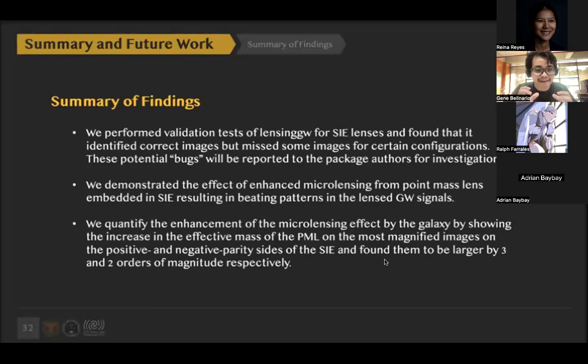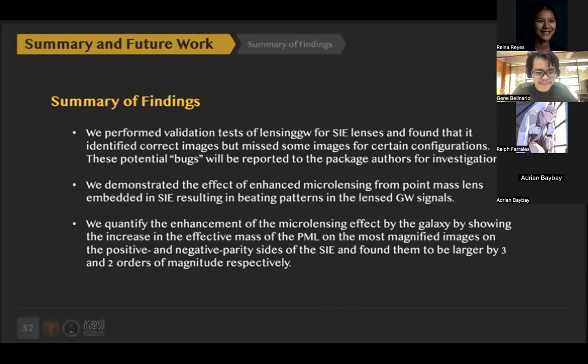And then next, we demonstrated the effects of enhanced microlensing from point mass lenses embedded in SIE. And these result in beating patterns in the lens GW signals and an enhancement of the strain amplitude in the frequency domain. And lastly, we quantify the enhanced microlensing effect of the galaxy by showing that your effective mass will increase when there is a point mass lens on the most magnified images, both for the positive and negative parity sides of the SIE. And we also found that it increases your effective point mass lens by 3 to 2 orders of magnitude, respectively.